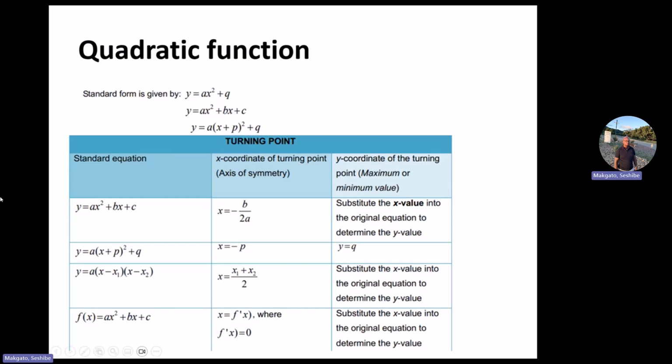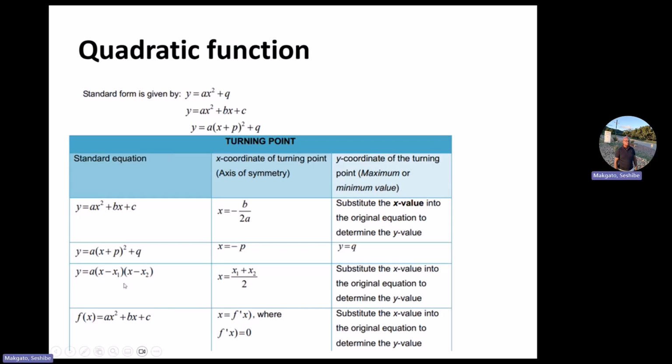Similarly for this equation, if your equation appears in this format, then you'll be able to say the x turning point of that particular equation will be minus p, where you are able to read your p there, and then your y in this case will be read as q.